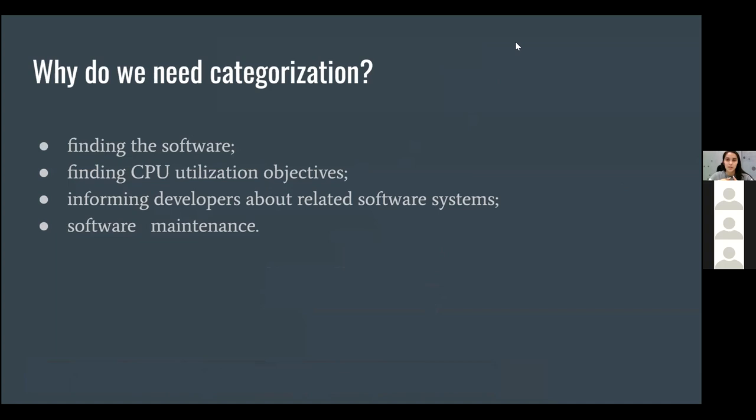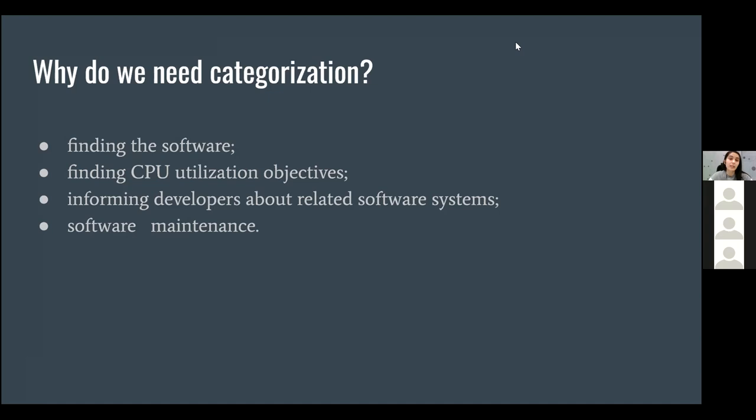Nowadays, the biggest software repositories are hosting thousands of different software systems. With the growth of software products, it's important to have the ability to categorize them, to differentiate given applications and complex software systems, since this categorization can be very useful in a variety of tasks. For example, finding software. We can group similar software systems in one category to make them easily found.